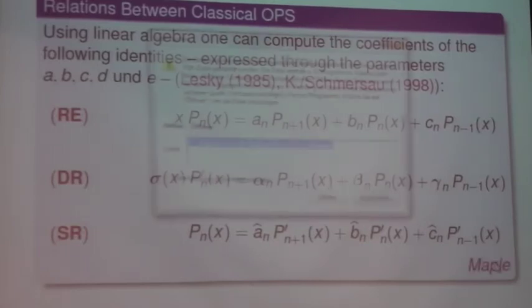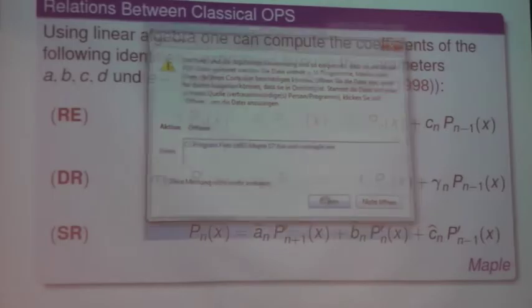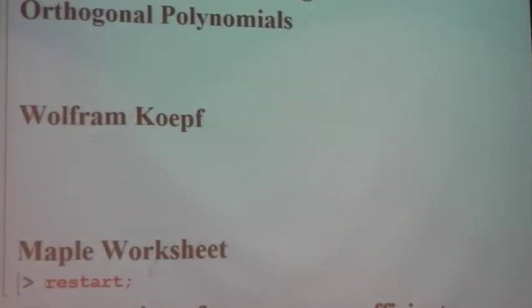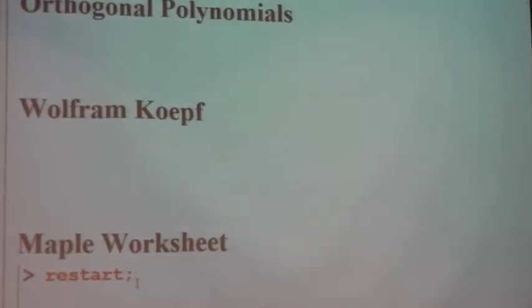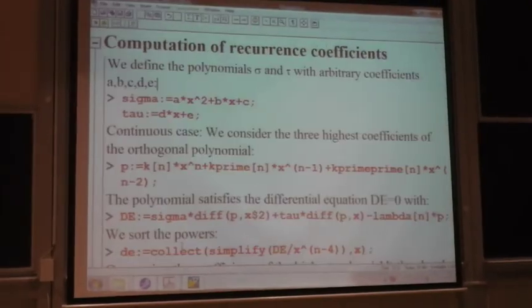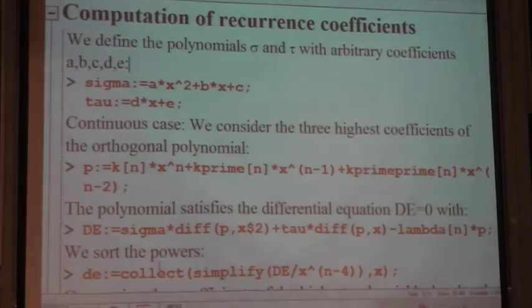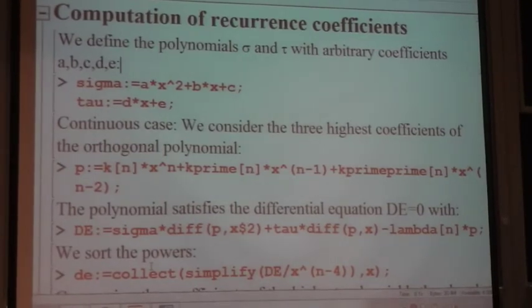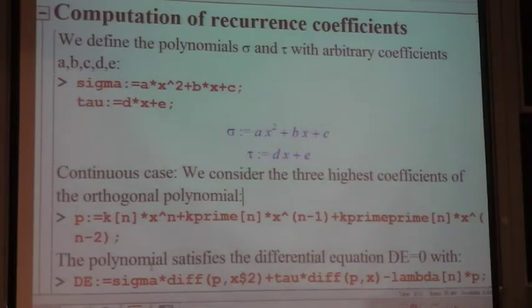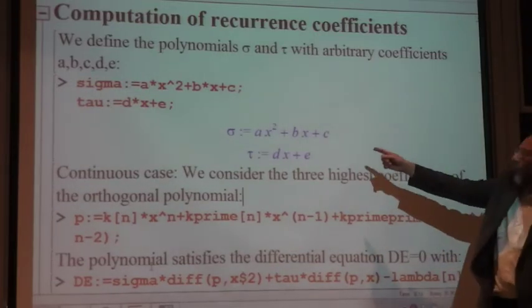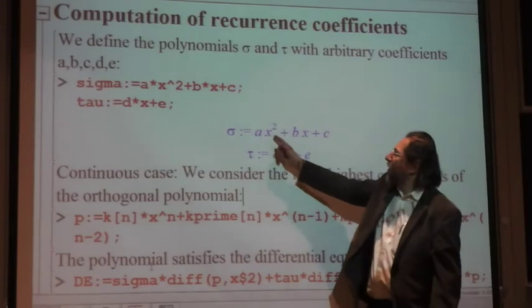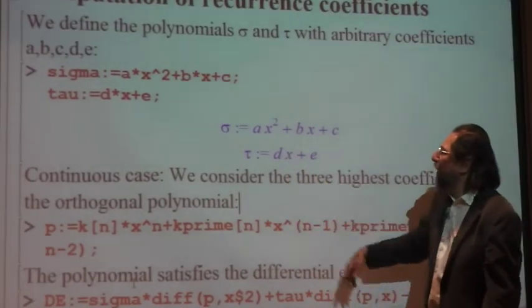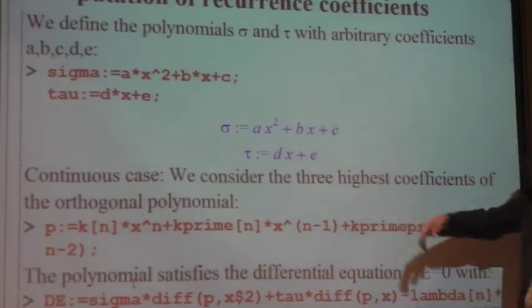We will start a Maple session and do the first computation. And you will see at the first place it will take a while, but then it will work fine. So first of all, you will soon see we have a problem. We have problems with many variables now. First of all, we define sigma and tau. Sigma is our generic polynomial ax squared plus bx plus c. Tau is dx plus e. Now we have already 6 variables involved.